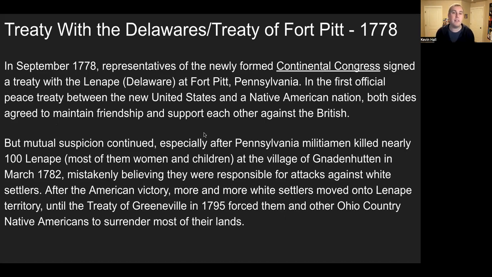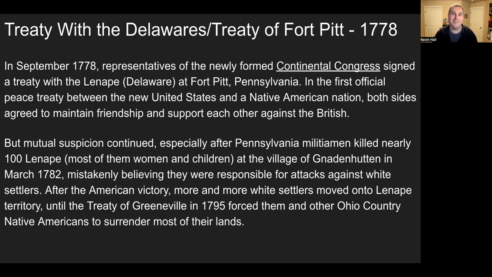The first one is the treaty with the Delawares, also called the Treaty of Fort Pitt in 1778. In September 1778, representatives of the newly formed Continental Congress signed a treaty with the Lenape, or Delaware, at Fort Pitt, Pennsylvania. In the first official peace treaty between the new United States and a Native American nation, both sides agreed to maintain friendship and support each other against the British. Doesn't that sound nice? They're going to be friends, and they're going to work together to fight the British. Yay, this is going to work out well, I can tell.